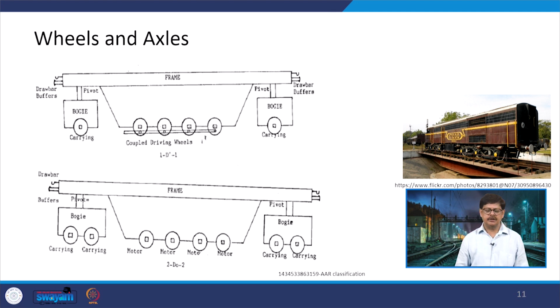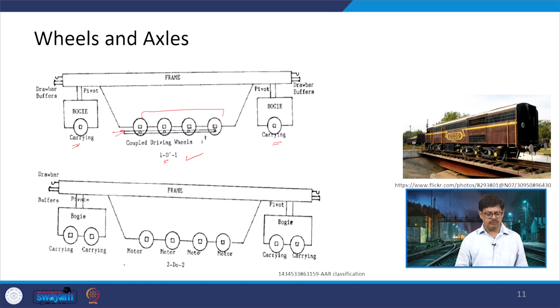Now, here we are talking about a coupled system. You can see that there is a coupling being provided here, and then there is a carrying one at the front and there is a carrying one at the back also. So, here there are 4 coupled systems 1, 2, 3, 4. So, that is where it is D dash, and there is one carrying in the front and one carrying at the back. So, it is 1 dash D dash hyphen 1. So, that is how this is defined.